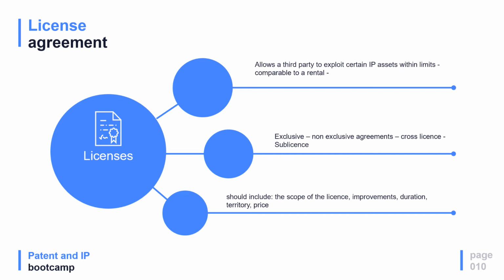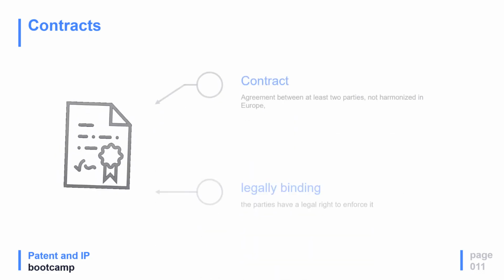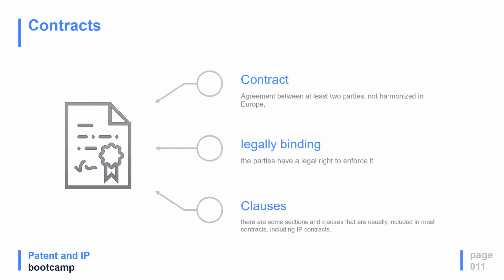What should be included in a contract for licenses? The scope of the license for sure. And also how are improvements being handled? Who owns this IP? How long is it? Where is the third party allowed to use it, and how much does he have to pay for it? Here we've seen already that these IP provisions are normally in contracts. That's why we want to talk a bit about a contract now.